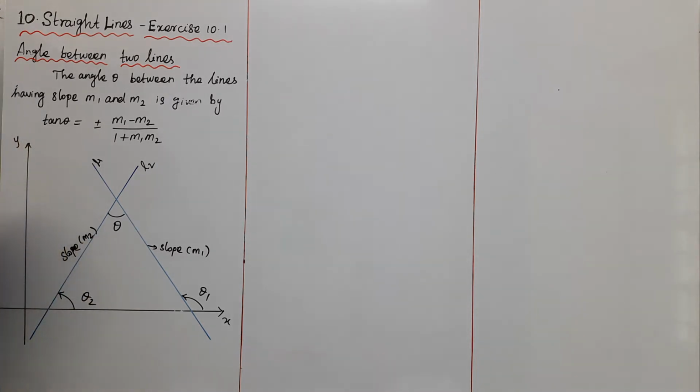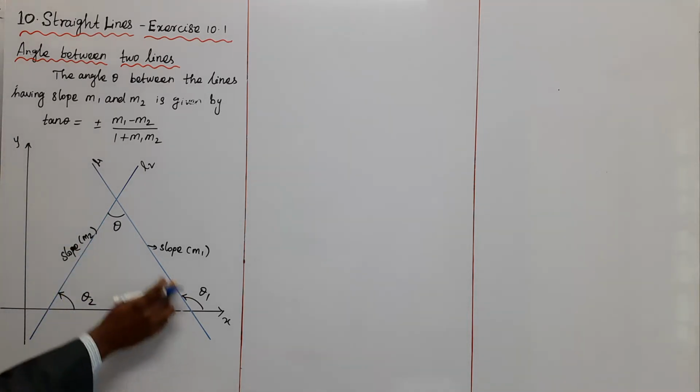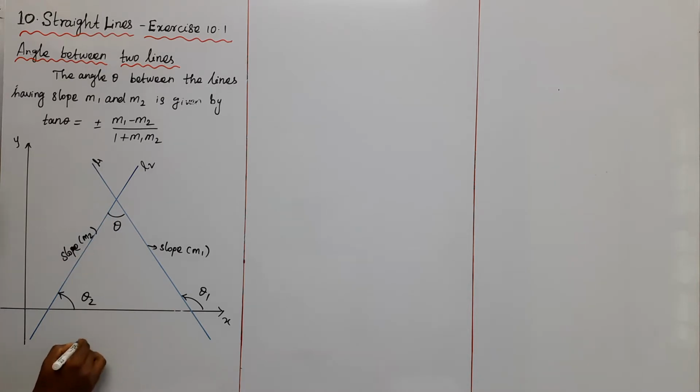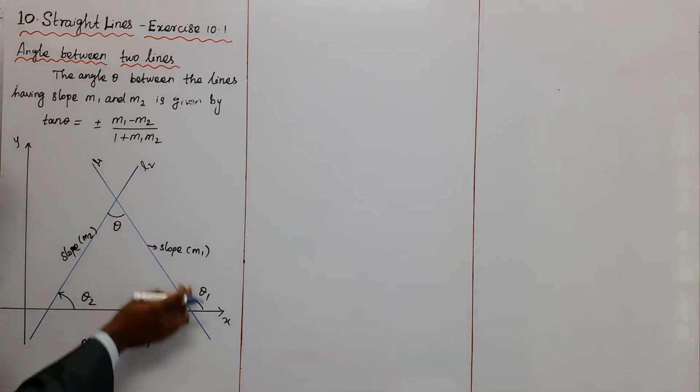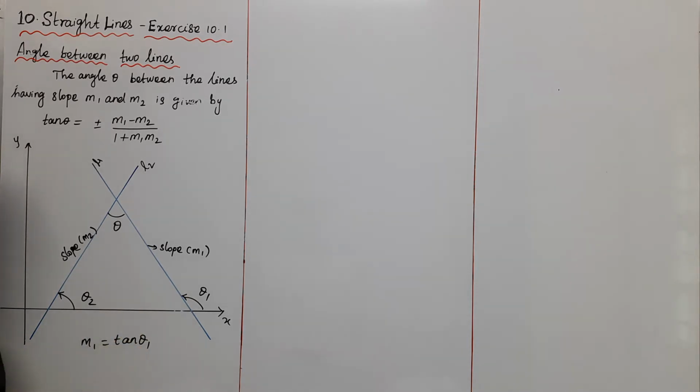Understood? Here the first line, the angle between the two lines. For the first line, the slope m1 is equal to tan theta 1. The first line's slope m1 is equal to tan theta 1. Next, the second line has angle theta 2, therefore the slope m2 is equal to tan theta 2. You know the slope formula.